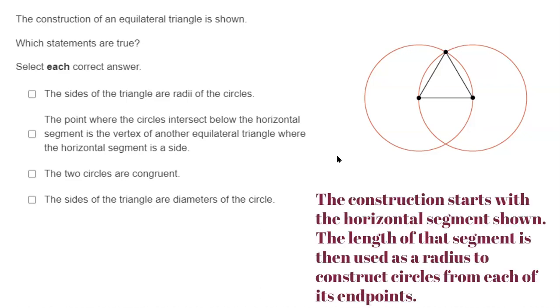Here's what you need to remember. The construction starts with the horizontal segment shown. The length of that segment is then used as the radius to construct circles from each of its endpoints. Both circles have the same radius.